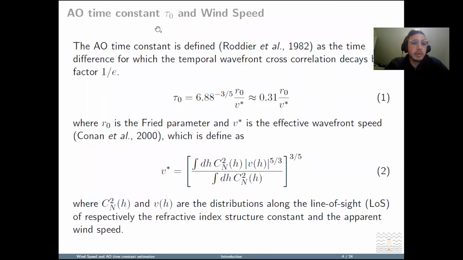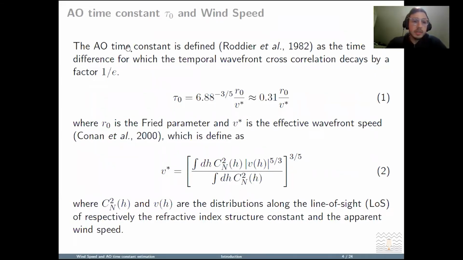The AO time constant, commonly known as tau naught, and wind speed are two parameters that indicate the atmospheric condition and the quality of the observation. The time constant, or tau naught, is defined as the time difference for which the temporal wavefront cross correlation decays by a factor 1 over e.